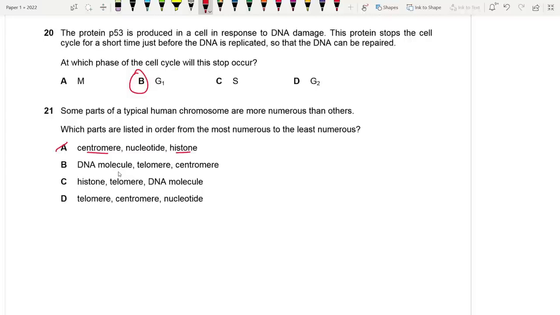DNA molecule, telomeres, centromeres. No, DNA molecules aren't the most numerous. We don't have that many, okay? Histones, there are a lot of histone proteins because for each chromosome, right, we need multiple histone proteins. It's very numerous, right? Followed by telomeres. They're at the end of each DNA molecule, right? Two for each, and then we have the DNA molecules. This makes sense. C is the best answer, right? And D is wrong.